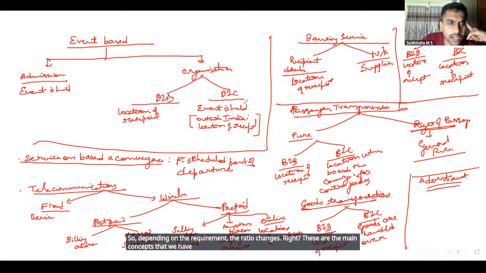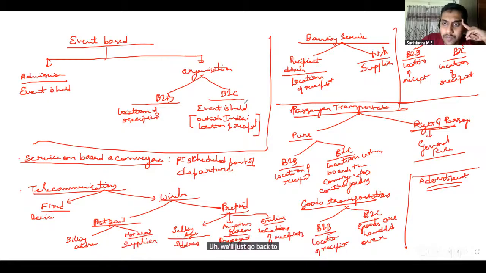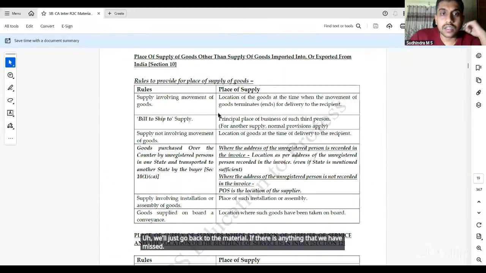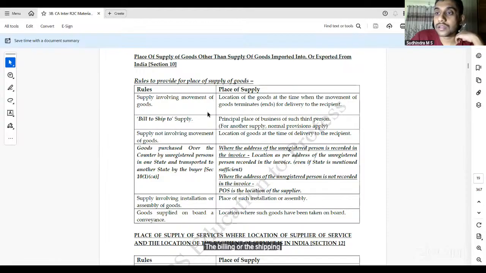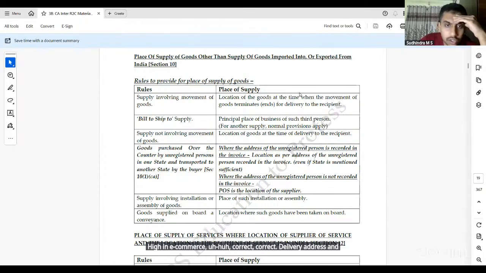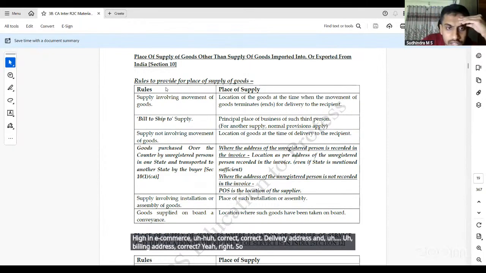Most of it I think we have already covered here. We'll just go back to the material if there is anything that we have missed. The billing address and shipping address. Bill to ship to, to be covered, no? Bill to ship to, location of third party, in e-commerce. Delivery address and billing address, correct. You're right, that one circular we have missed.